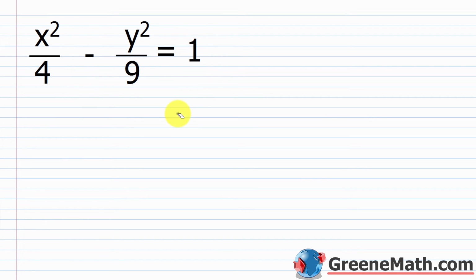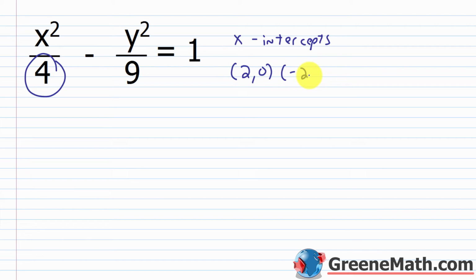So how do I get my x-intercepts? The shortcut is to take that number right there and take the principal and negative square root of that. So plus or minus the square root of 4 is plus or minus 2. So my x-intercepts occur at 2, 0 and negative 2, 0.